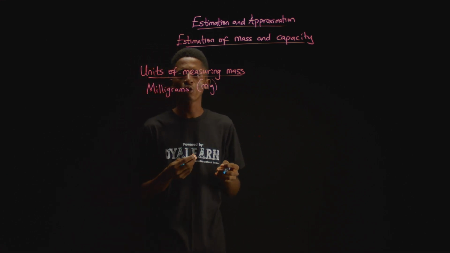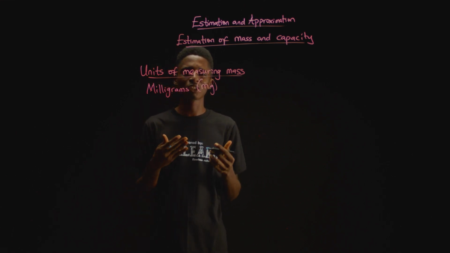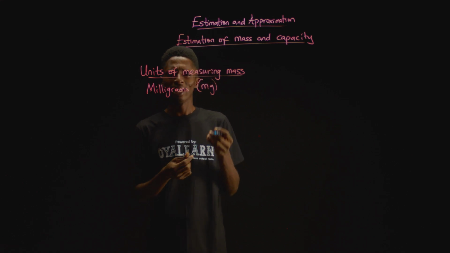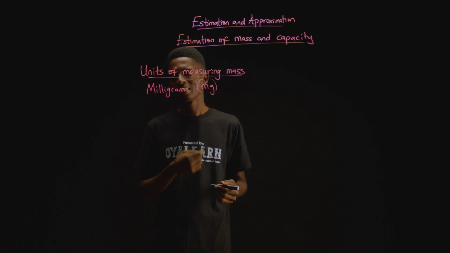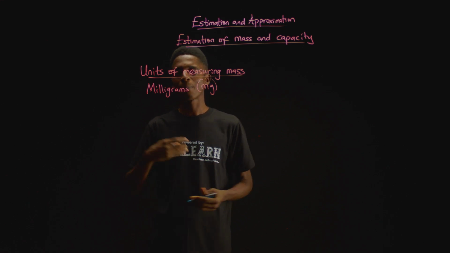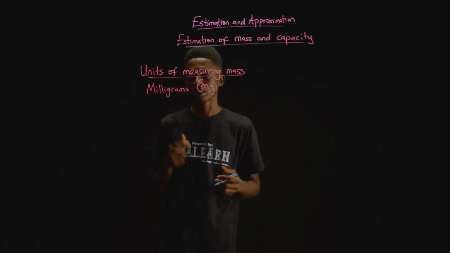Take, for example, a feather. Very light, extremely light. It is measured in milligrams. A pill is also extremely light. It is also measured in milligrams. I'm talking about pills like paracetamols and the likes. You see, they are measured in milligrams.